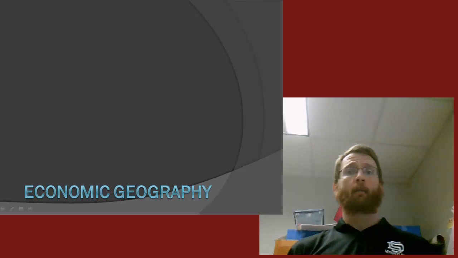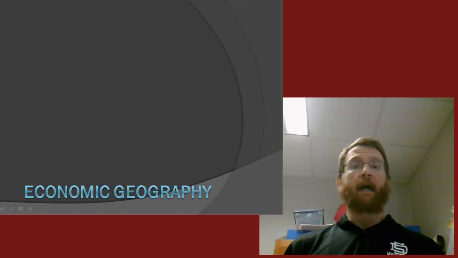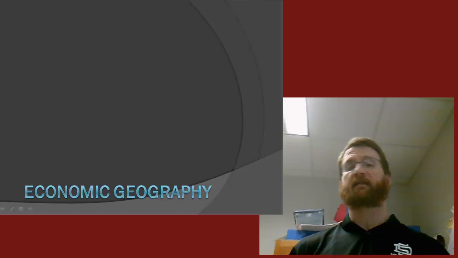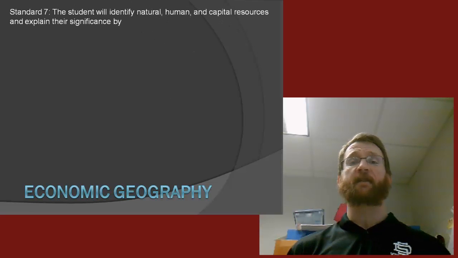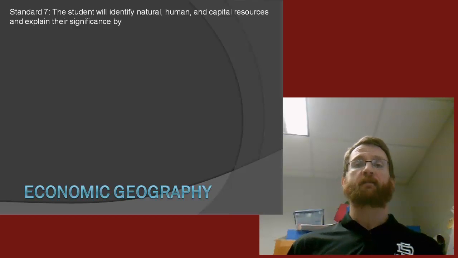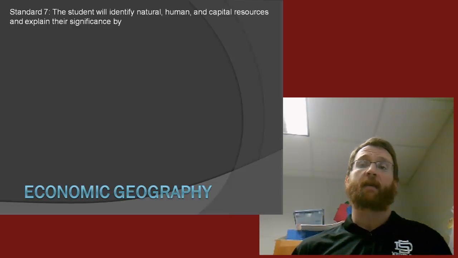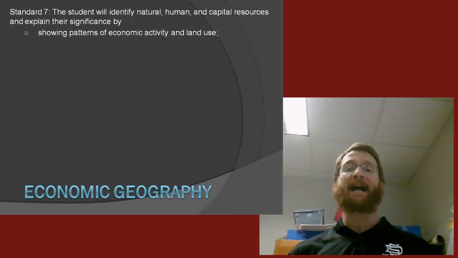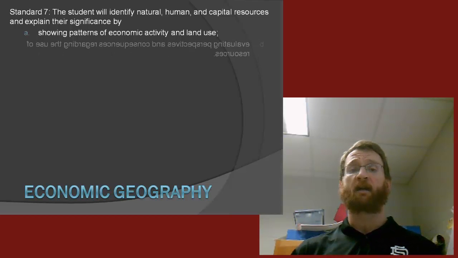All right, gang, so today we're going to begin our unit on economic geography, and we're going to address, first of all, the SOLs that we're going to look at, and then I'll tell you what this lesson is going to be about. So in this unit on economic geography, one of the primary things we're going to do is identify what natural, human, and capital resources are and talk about why they're important, how that impacts economic activity and how we use our land.